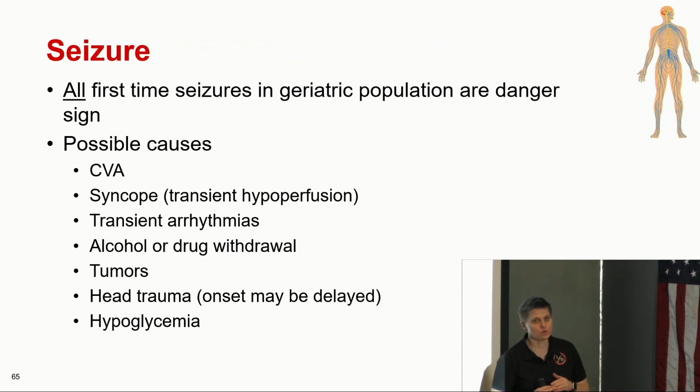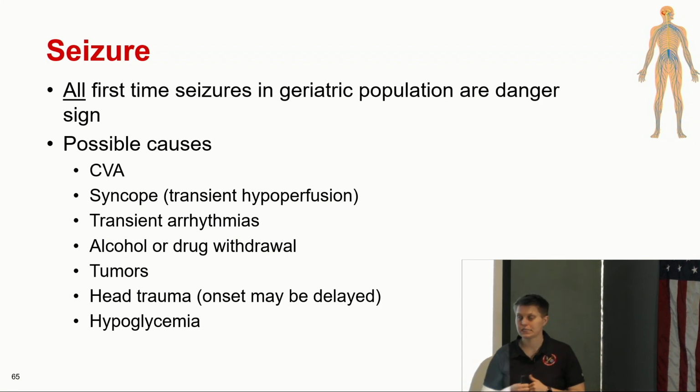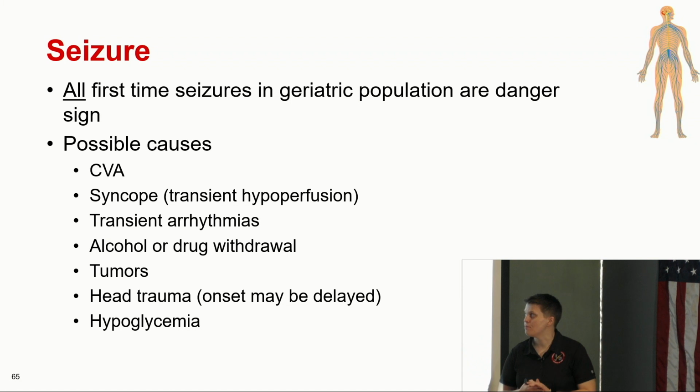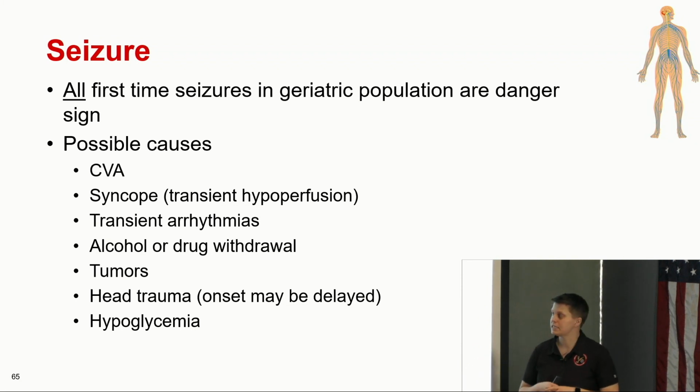Moving on from stroke, we'll talk about seizures for a second. Any kind of first-time seizure in an elderly patient is a danger sign, and we're going to have to work it up pretty significantly. Lots of different causes: strokes, syncope resulting from just transient blood flow changes, arrhythmias, any kind of alcohol or drug-related issues, a tumor or mass, head trauma, or hypoglycemia are all reasons for seizures in elderly patients.